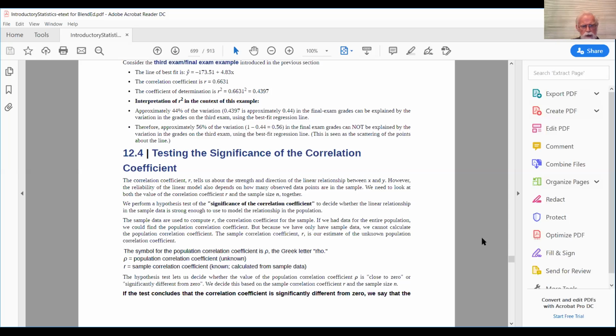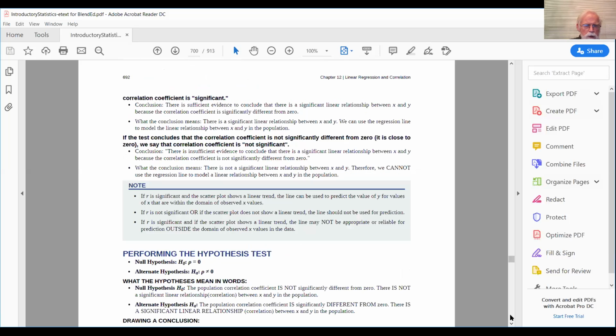So the closer that slope is to 0 and the closer R is to 0, the less confident you are that you can take the data and correlate it to the entire population. Basically, what we have is sufficient evidence. Let's go back up one page.